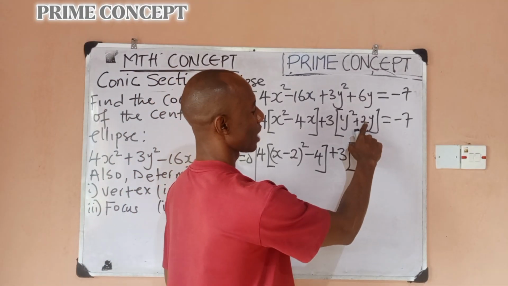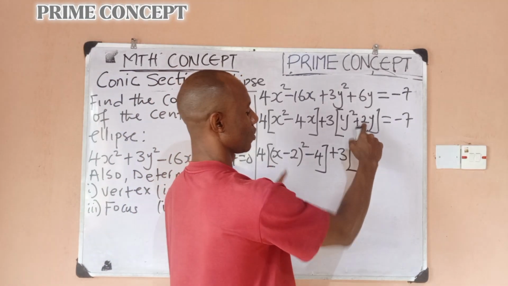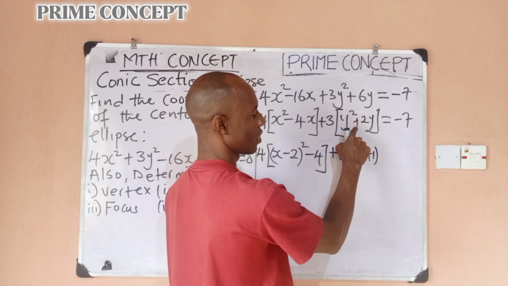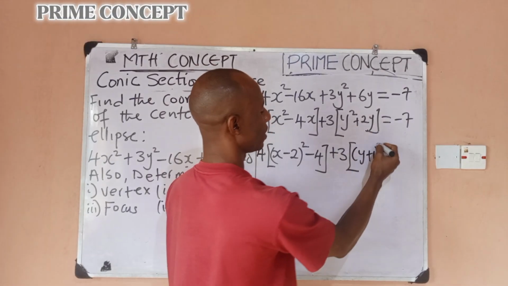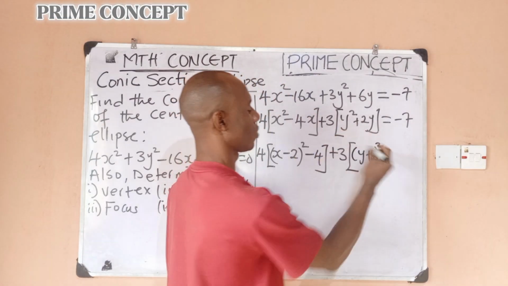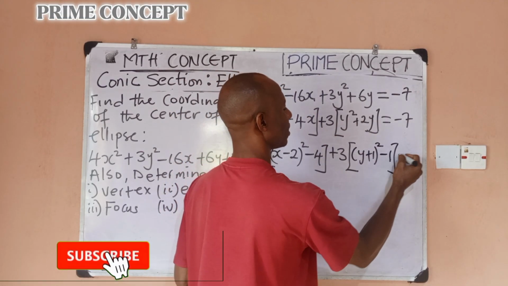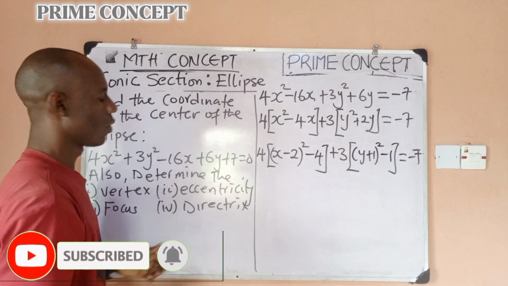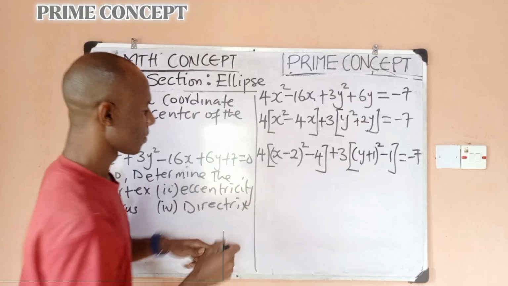Now, if I do the same here, half of 2 is 1. So I'm going to say y plus 1. Why is it going to be plus? Because this is plus. Then I would repeat, half of 2 is 1. 1 squared is 1. So I'm subtracting 1 from this. So this is equal to negative 7. Right? Now the next thing I want to do is to expand with this 4.